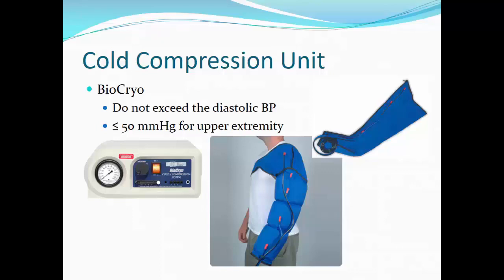This machine is fairly costly. The machine costs approximately $1,600 for the machine and comes with several attachments, including one arm and shoulder, one half leg, and one full leg.